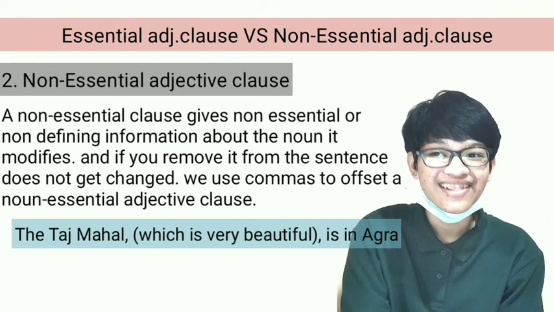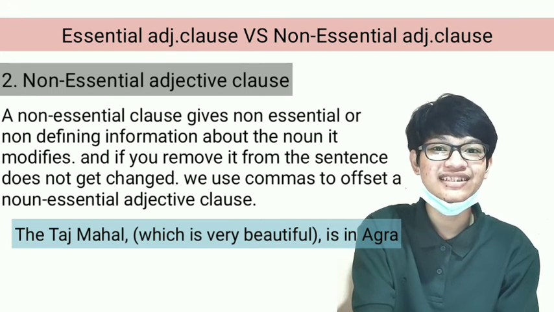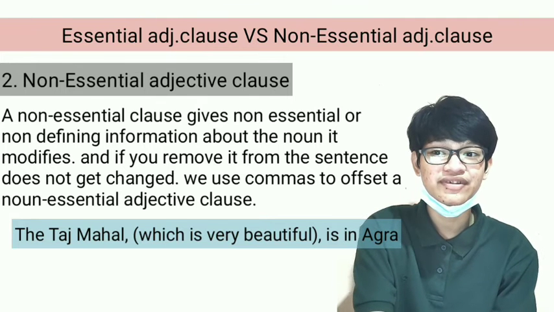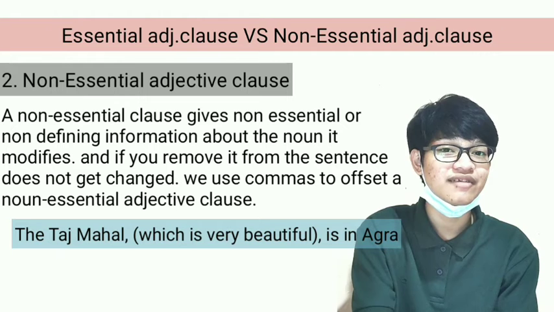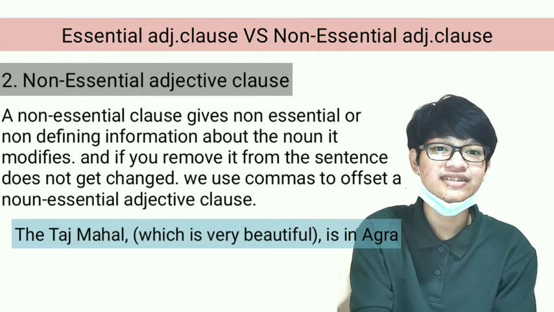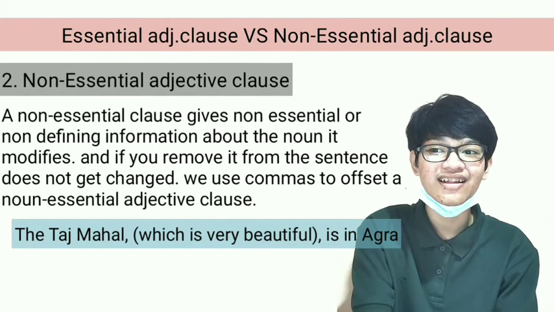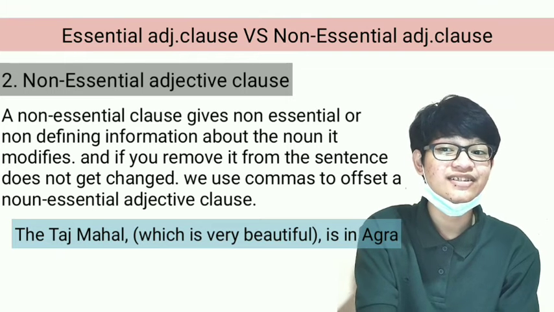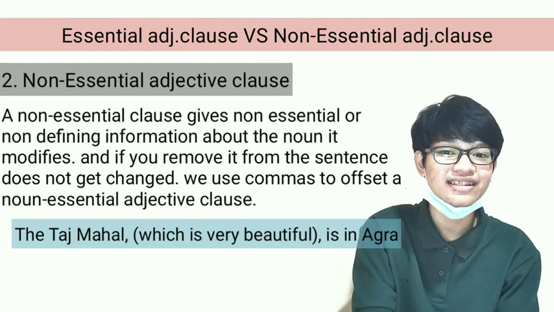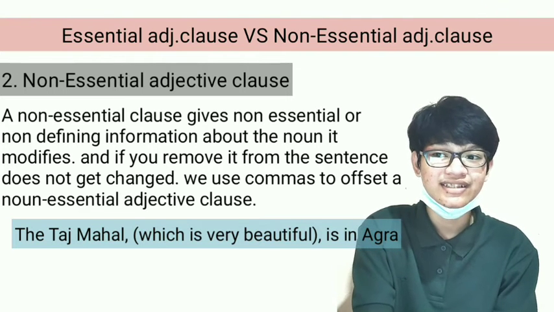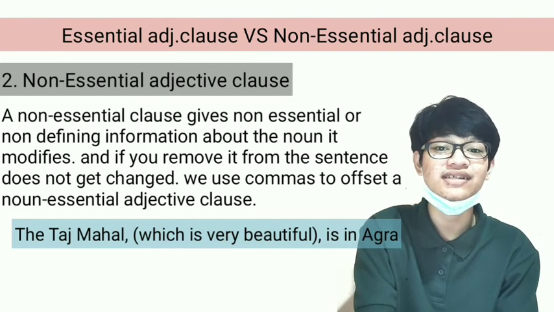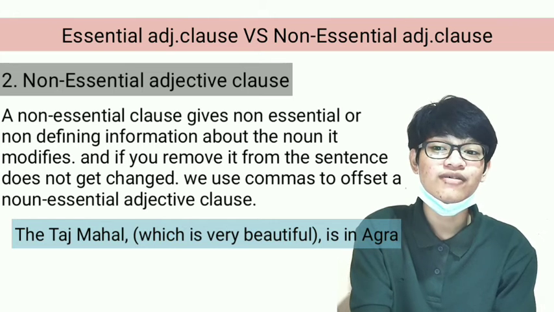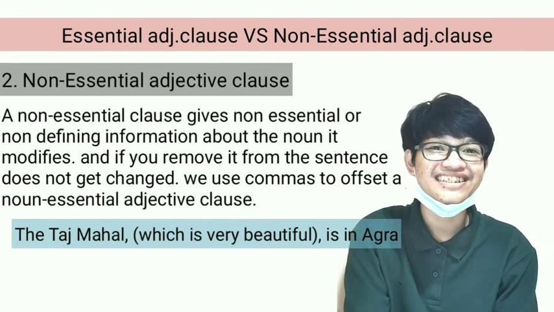The Taj Mahal, which is very beautiful, is in Agra. Which is very beautiful is a non-essential adjective clause, giving us extra information about a noun, the Taj Mahal. The Taj Mahal is a proper noun. It does not need any information to be identified. It is already identified. That is why the clause is offset using commas. The Taj Mahal, comma, which is very beautiful, comma, is in Agra.